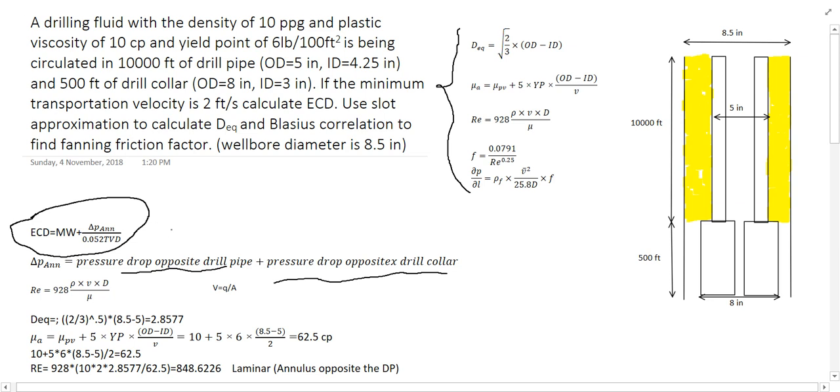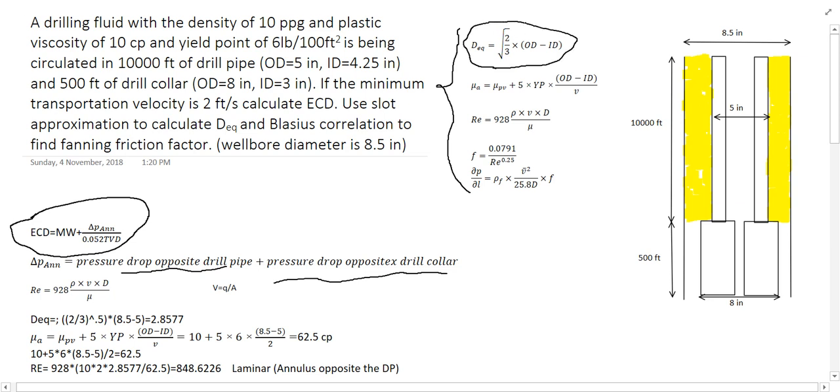To find them, we need to know what type of regime we have. Is it the turbulent regime? Is it a laminar regime? To find that, we need to calculate the Reynolds number. For the Reynolds number, we have rho, and we have the velocity for the first part, the drill pipe, but we don't know how much the equivalent diameter is and how much the apparent viscosity is. The equivalent diameter using a slot approximation, the equation is provided over here.